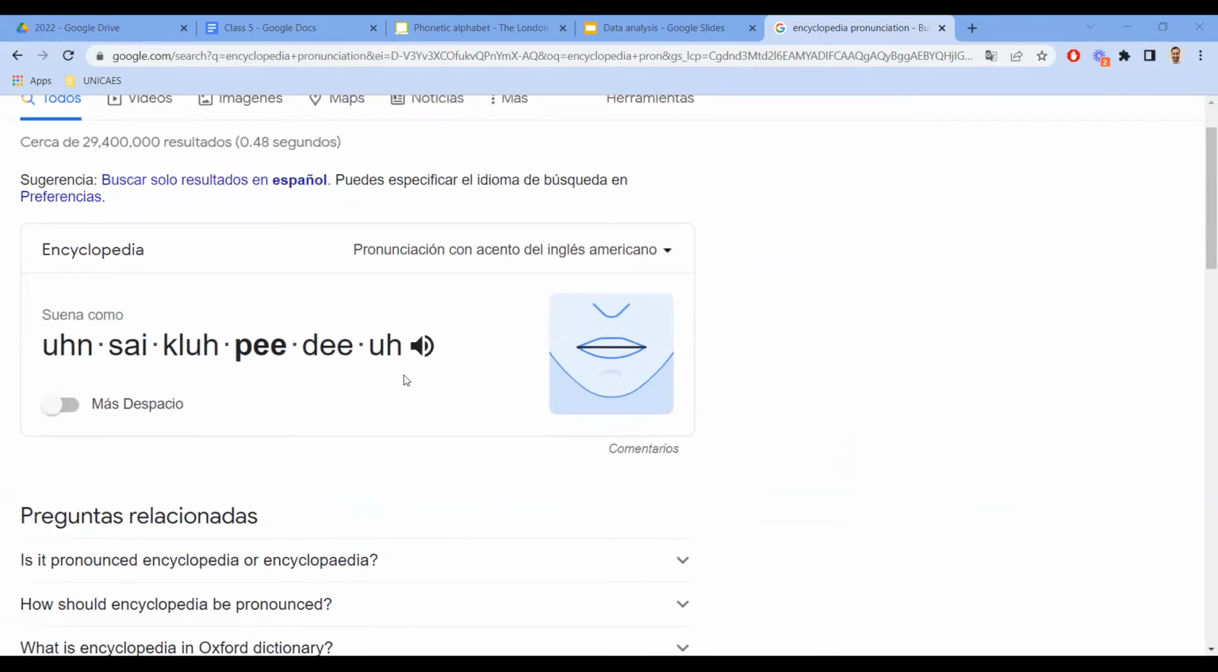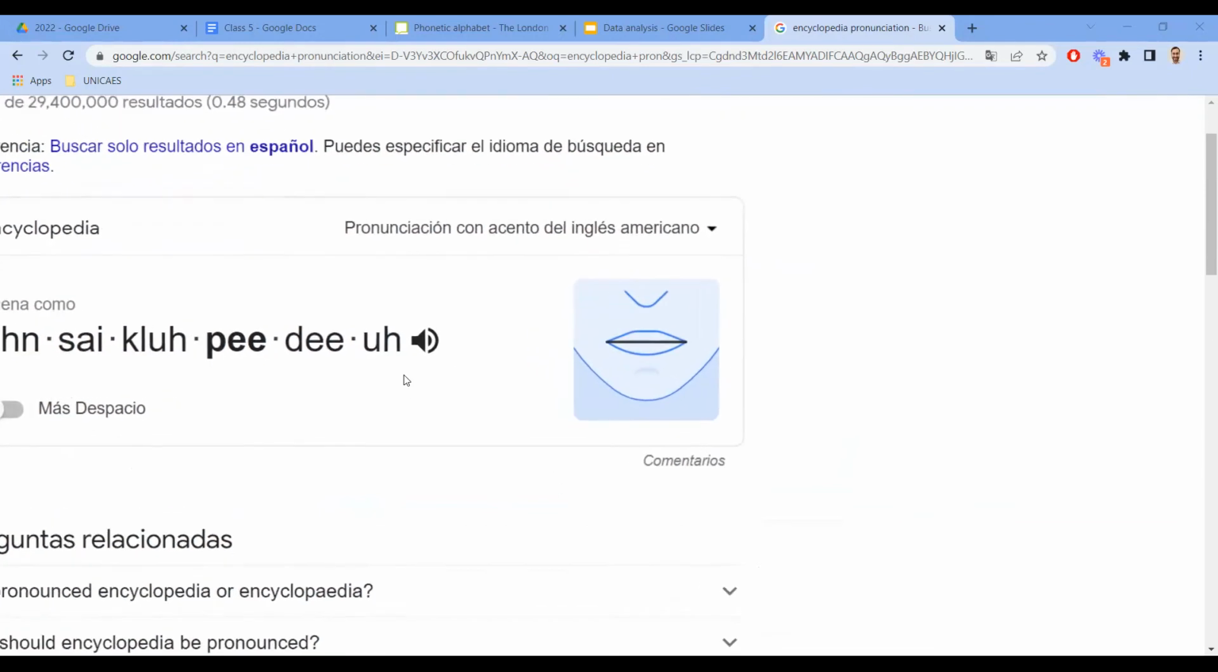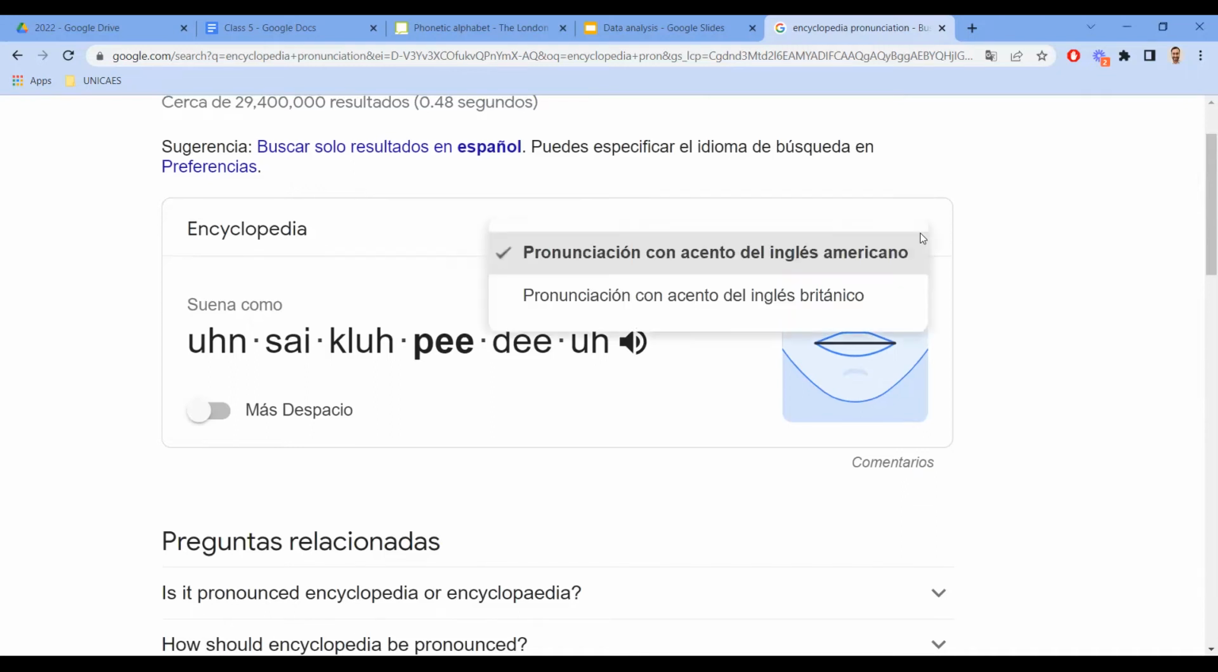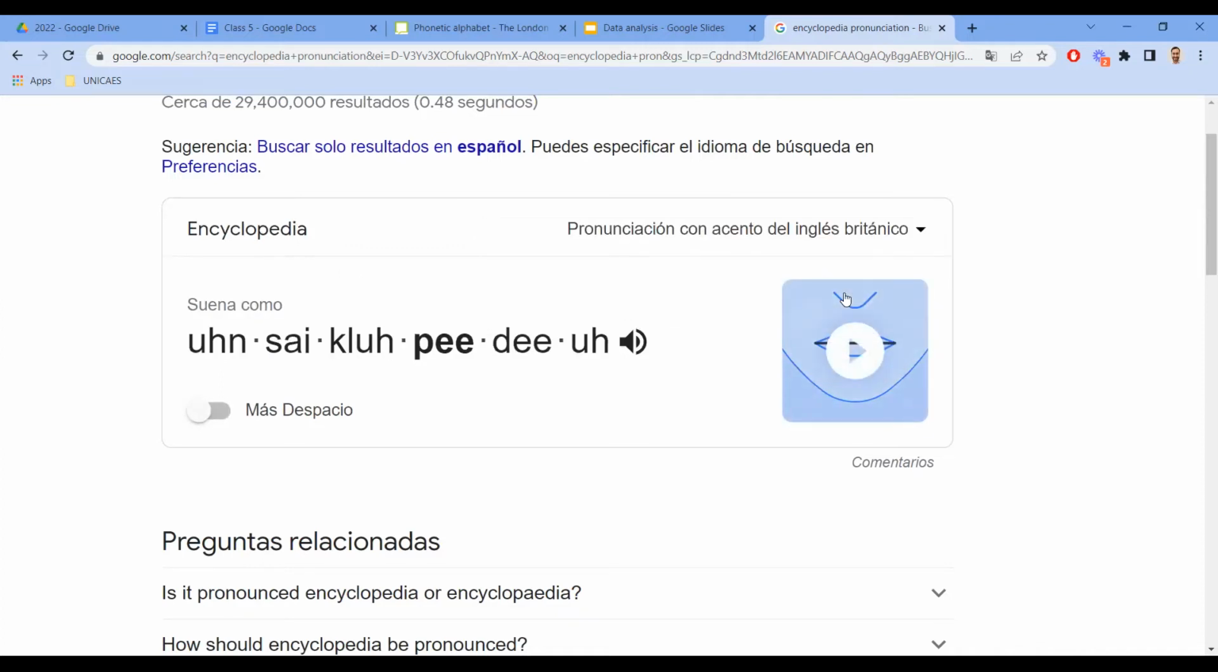Obviously, this is not IPA, right? But it helps because the word is split into syllables. And for example, you can change the type of accent if you want to have it British. Encyclopedia. So, encyclopedia. Slower.